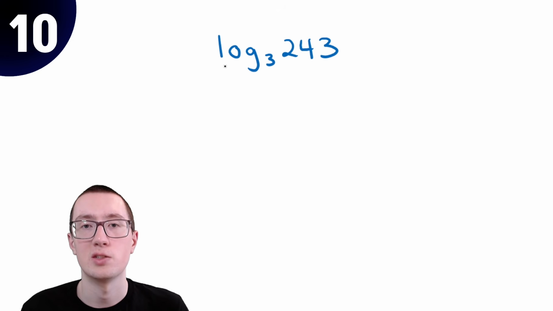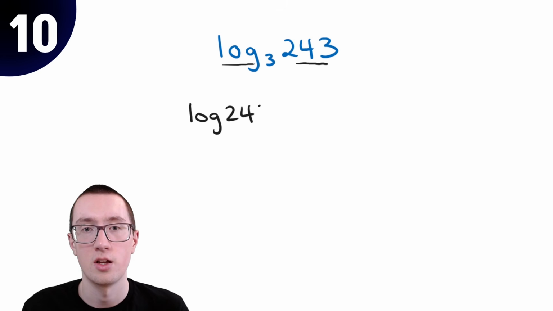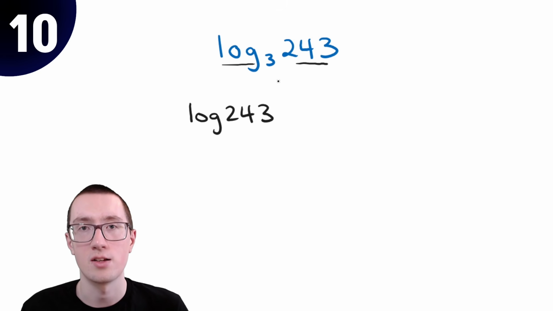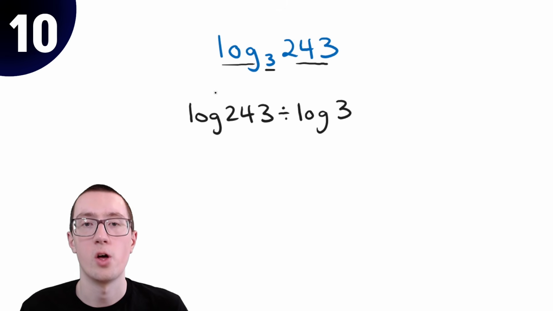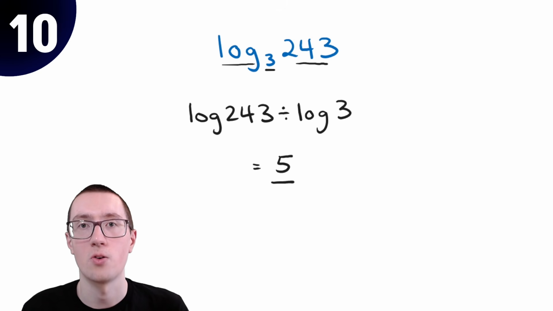All you have to do is find the log of the big number and ignore the small number. So in our calculator, we would put log of 243. But then we have to divide it by the log of our small number, so we divide it by the log of 3. If you put in log of 243 divided by log of 3 in your calculator, you should get exactly 5, which is what we found before. So this is how you can find any log on a calculator.